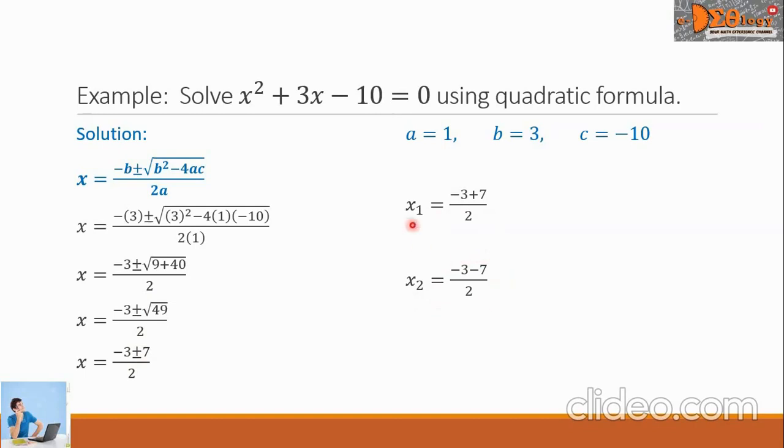For x sub 1, let us simplify this negative 3 plus 7 into 4, and this is over 2, and the quotient is 2. This is the first value of x. While for x sub 2, negative 3 minus 7 is negative 10, and we copy the 2 as denominator, and this quotient gives us negative 5. So the two values of x are 2 and negative 5. This is our final answer.